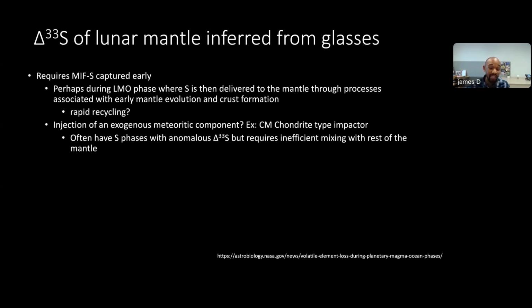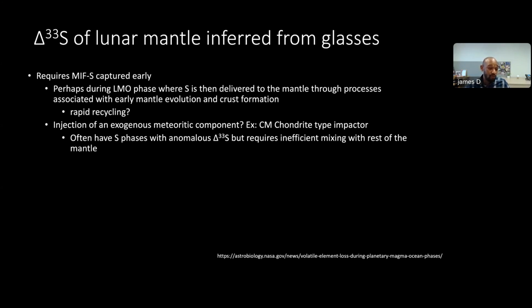So perhaps this is mass-independent fractionation that was captured early in lunar evolution. Say perhaps it occurred during the lunar magma ocean phase, and say that sulfur was deposited or rained out as elemental sulfur on proto-lunar crust that then delaminated or was brought down during mantle overturn. Perhaps this is some sort of primitive recycling on the moon.